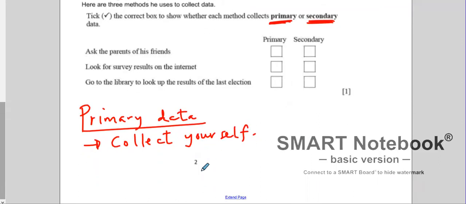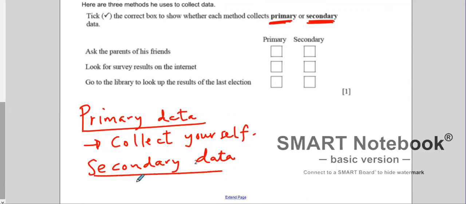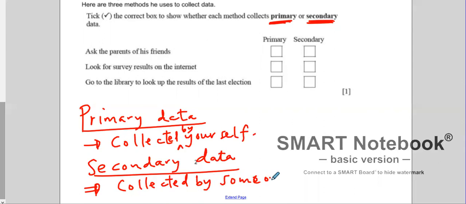But now, secondary data is the data which you don't collect yourself. It's already collected by somebody. So primary data is the data which you collect yourself, whereas secondary data is the type of data that somebody else collects. So this is collected by yourself, but here it is collected by someone else. You see that? That's the only difference.